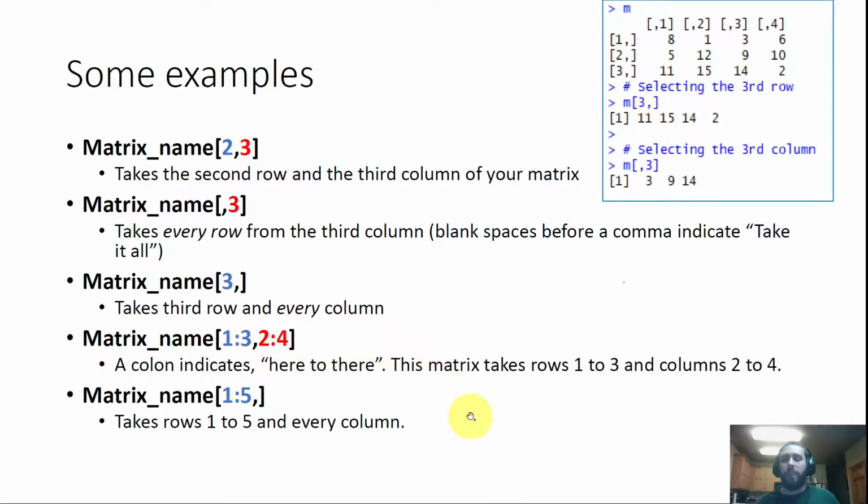And lastly, we can combine these colons and this lack of a number in order to get every single column. So here we want rows 1 to 5, comma, and every single column. And up on the top right here, I show it in action in R. I found this online. So you have some sort of matrix called M, and this is what matrix M looks like. If we wanted to select just the third row, we would do M bracket 3 comma blank, and that would give us every number from the third row. Now let's say, for example, we want just the third column. Well, we do M blank comma 3, and we get 3, 9, and 14, which is just column 3 of our matrix.